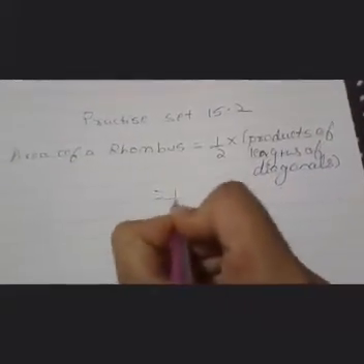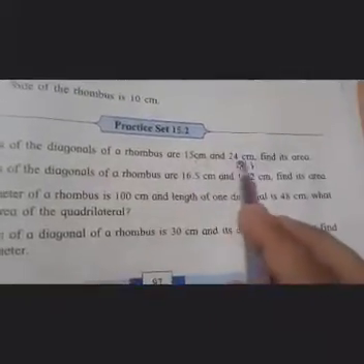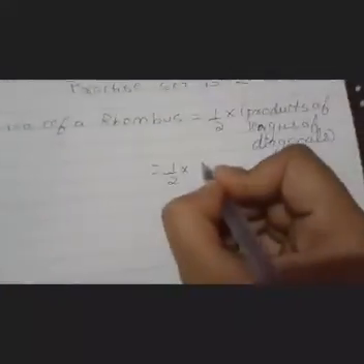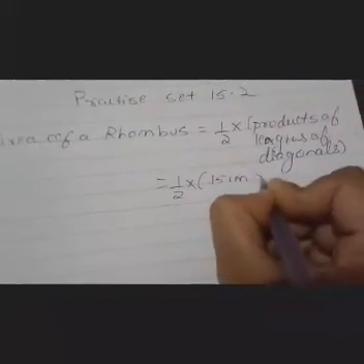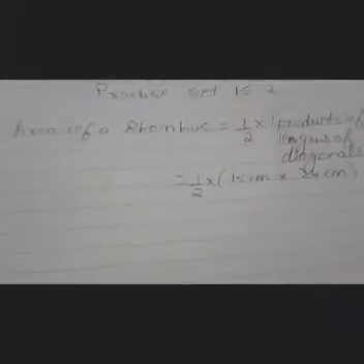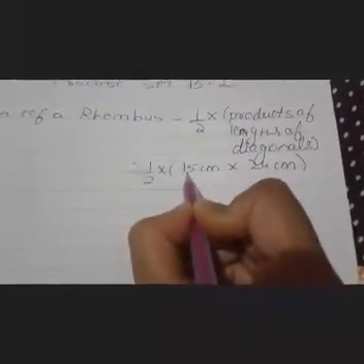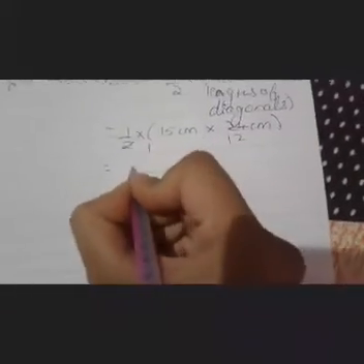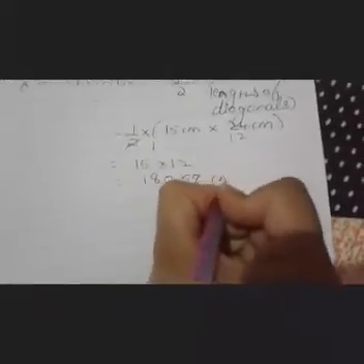So what is it? Half into, what are the diagonals given to us as? 15 centimeter and 24 centimeter. So their product will be 15 centimeter into 24 centimeter. Now can we divide this 2 by this 24? We can't divide this 2 by 15, so we are dividing it by 24. Tell me, 2 ones are 2, 12s are 24. So what stays is 15 into 12, which is 180 square centimeter.